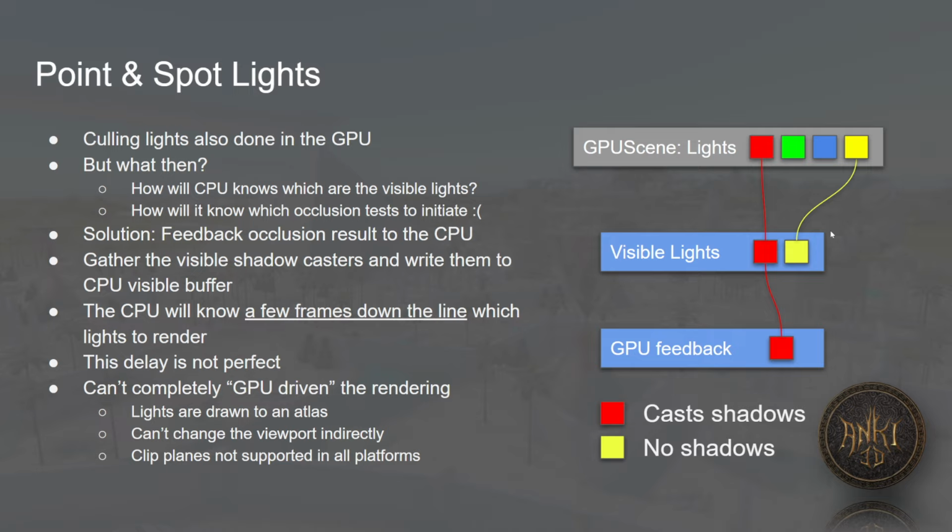The CPU will know about these shadow clusters a few frames down the line, which is not ideal because it means a delay. But unfortunately, there is nothing we can do at this point because shadows are rendered into an atlas, and changing the viewport directly is not possible at the moment. And clip planes is not something that's supported in the platforms that we care about. So unfortunately, we have to have this feedback loop.